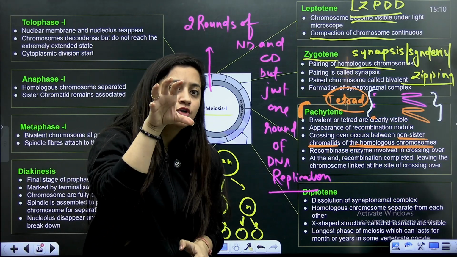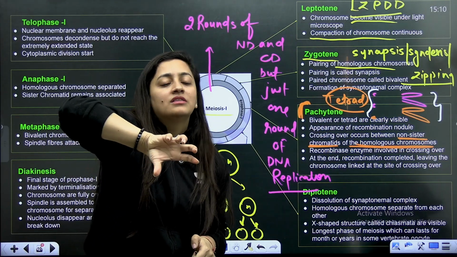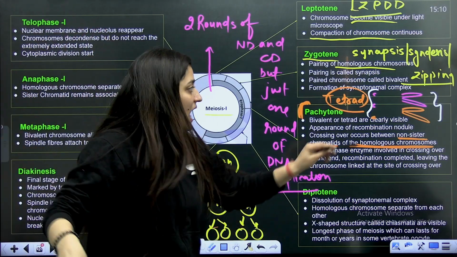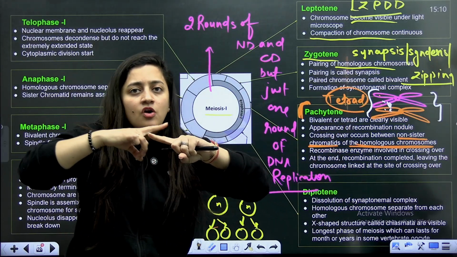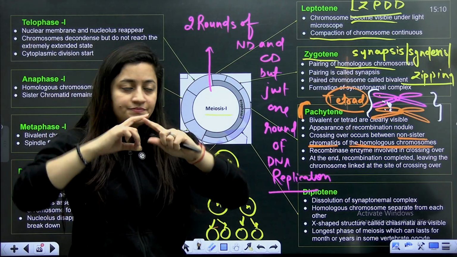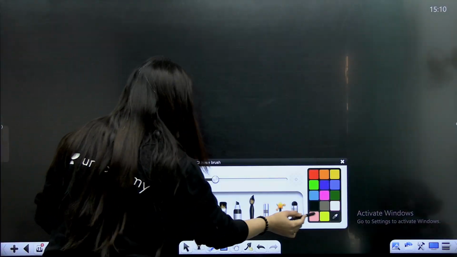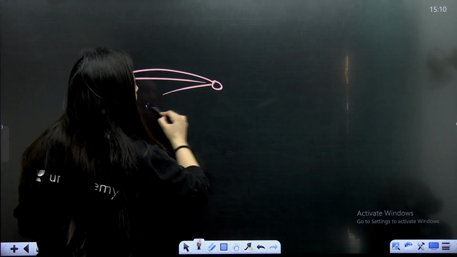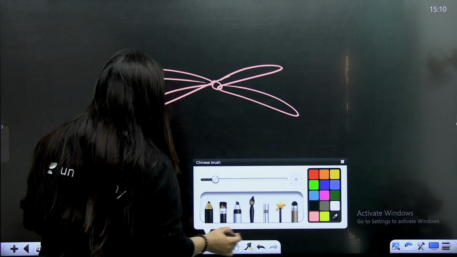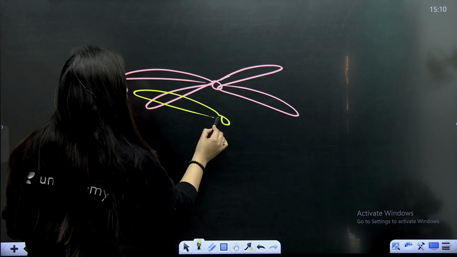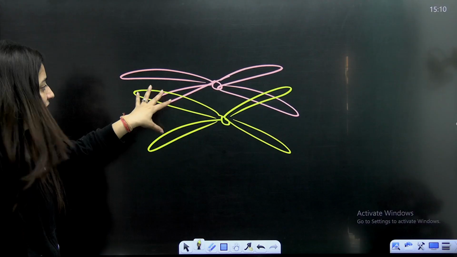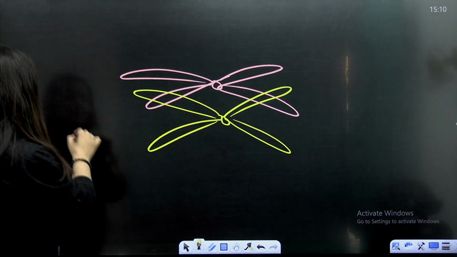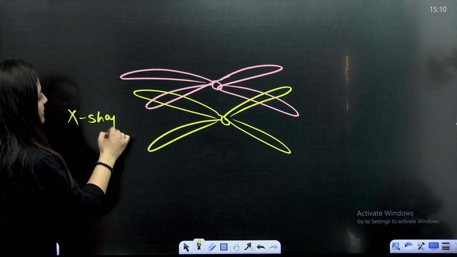So the recombination nodule marks the area where the crossing over will occur. After the exchange of segments, they will not get separated immediately, right? For example, let's suppose this is the homologous pair of chromosomes. Of course, the exchange of segments will occur here, but even after the crossing over, they'll stay like that. So we call it X-shaped chiasmata.